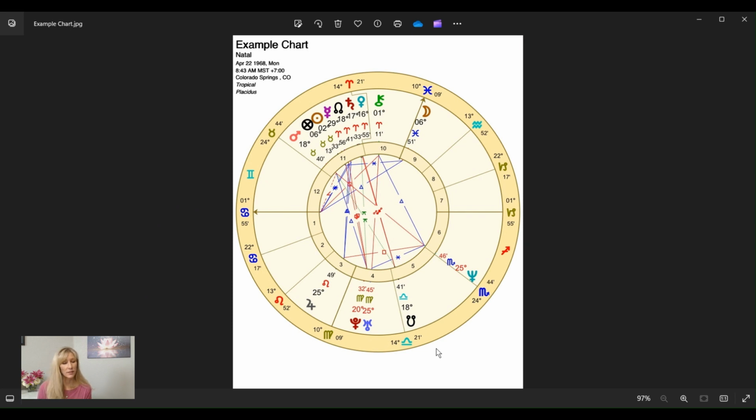Now the houses are going to be these areas here, numbered 1 through 12, that look like little pie slice shapes. And these are very important because they represent the areas of life that we all experience as humans. And they're literally areas of space in the sky that are calculated based on the time that you were born.